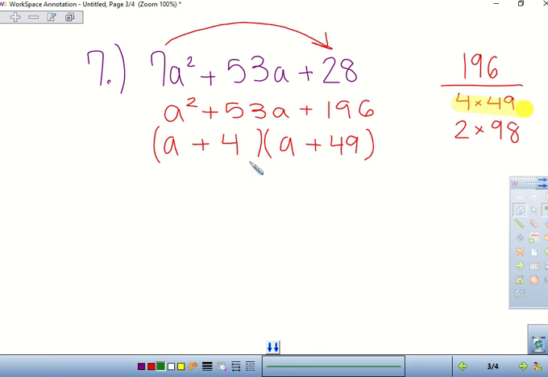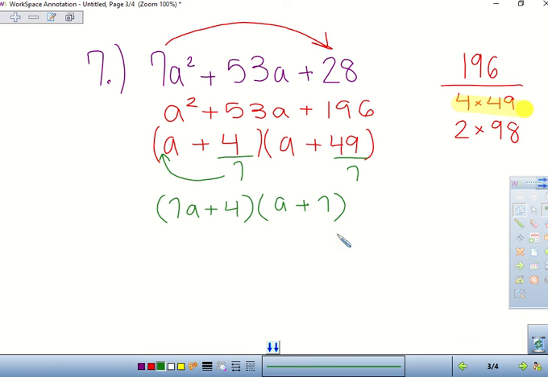Anyone remember what our next step is? We have to reverse multiplication. So to reverse multiplication we do division. We divide by whatever we multiplied by. Does 7 go into 4? No, so we bring it out front. Does 7 go into 49? How many times? So we divide it. And that's our final answer. You guys got that? Okay.